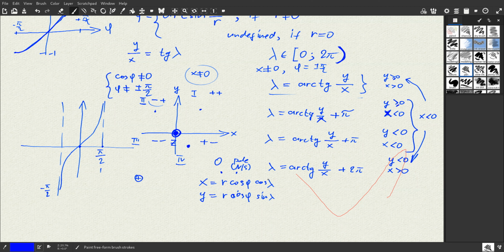What else is possible? X might be equal to 0, but in that case, y is also equal to 0. So, case x equal to 0. If y is also equal to 0, it might in particular be that r is equal to 0, but not necessarily. Then what? Tell me please, what is lambda in that case? Not defined. Undefined.